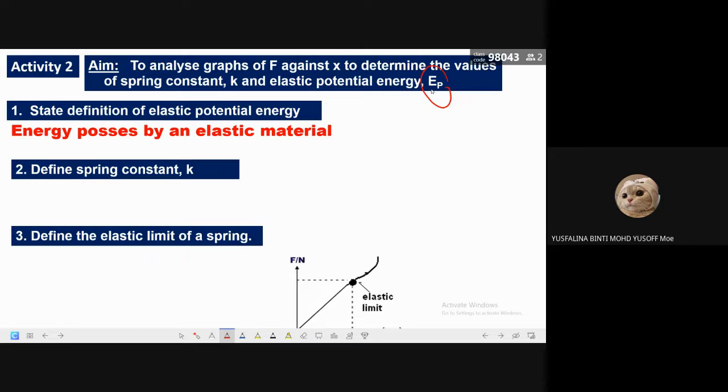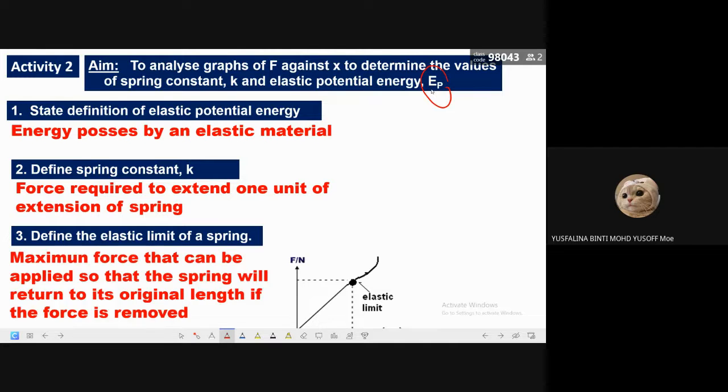So define the spring constant. What does spring constant mean? It is the force required to produce 1 unit of extension of the spring. So remember I told you just now, the higher the spring constant, the higher the force that you need to increase the length of the spring. And define the elastic limit. It is the maximum force that can be applied so that the spring will return to its original length if the force is removed.